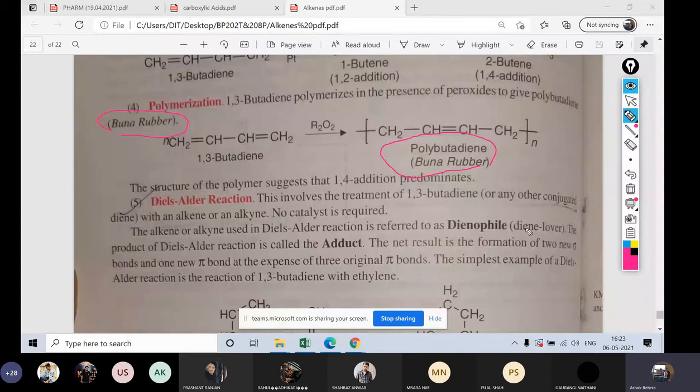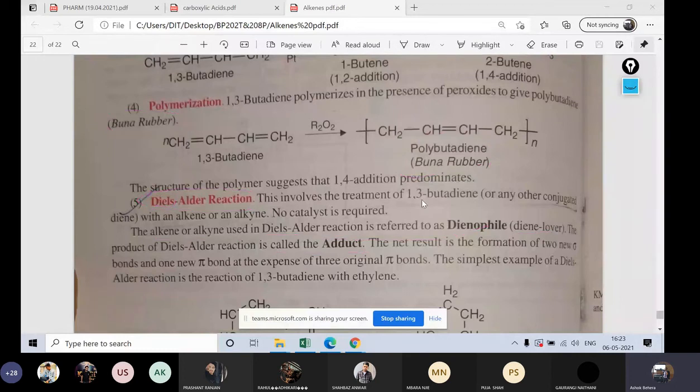Then we discuss the Diels-Alder reaction. Diels-Alder reaction, what is there? Diels means 2 ene. Alder, scientists Diels and Alder, they got the Nobel Prize. So for this, the alkene or alkyne is used as a dienophile, and the diene is there. Dienophile means diene lover. Okay, the end product is an adduct.